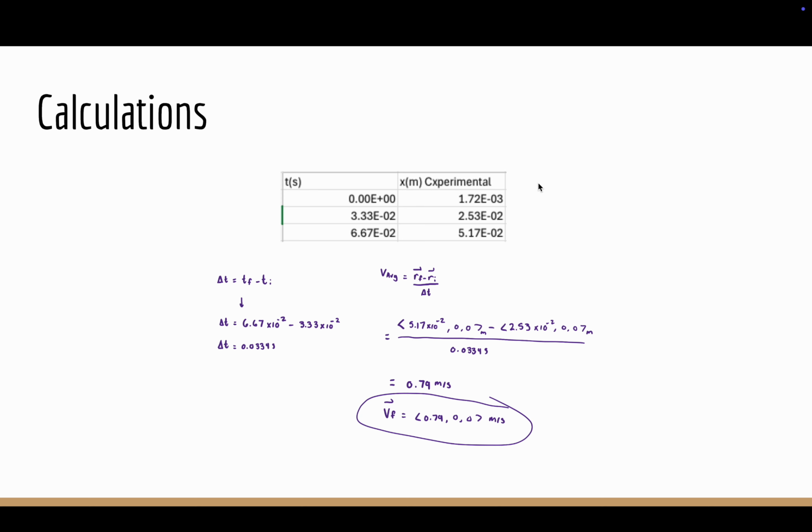Calculations. With the data from Tracker, we put it in the Excel sheet, and here I use it to calculate delta t and v average. I use the second and third position and times. Here the delta t was 0.034 seconds, and we use the arithmetic average because F net was 0, which is final position minus initial position over delta t, which came out to be 0.79 meters per second.